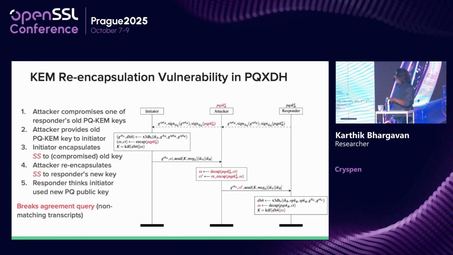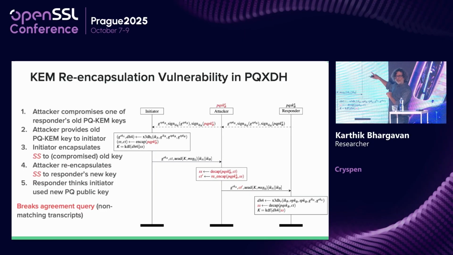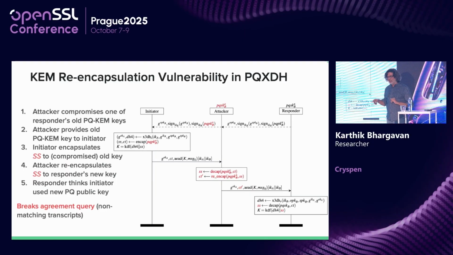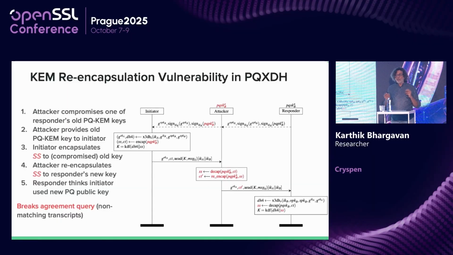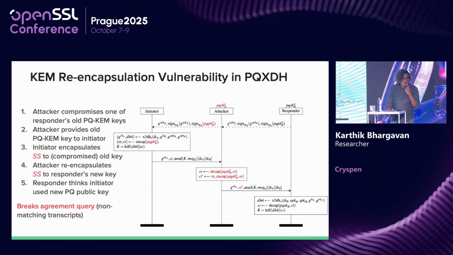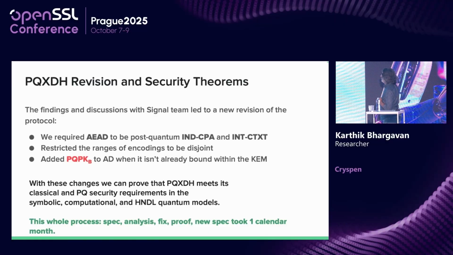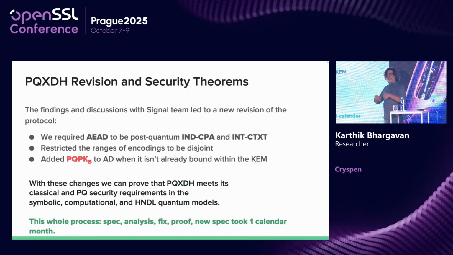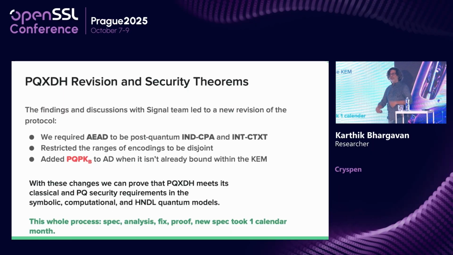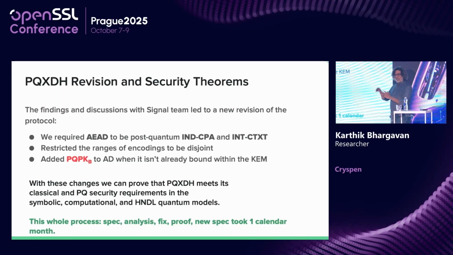So we fixed all these attacks. There was another one, a nice, interesting cryptographic attack called key re-encapsulation, one of the first ones in the wild of this notion of KEM binding that everybody's been excited about, that we found in PQXDH. And then we fixed those things in collaboration with the Signal team. They published a new spec. They fixed their implementation. And this is all good.